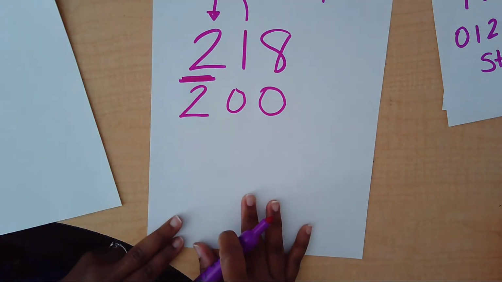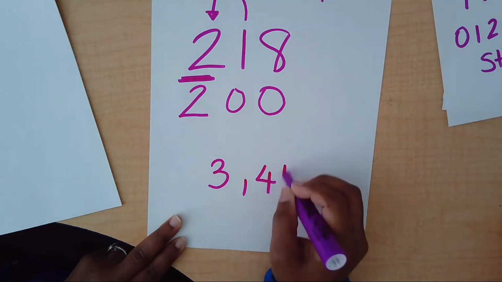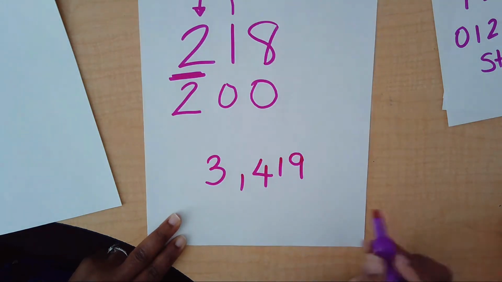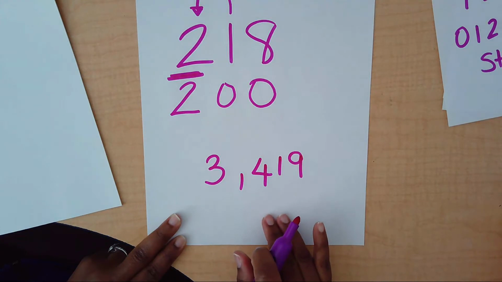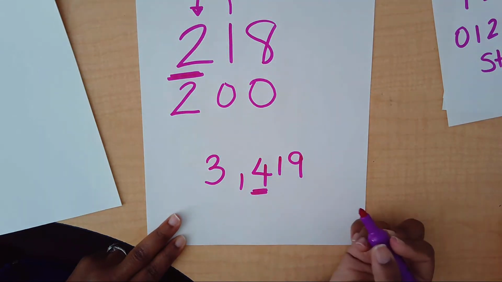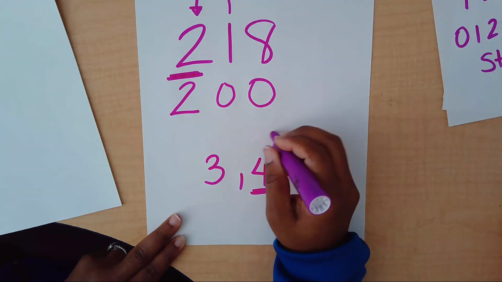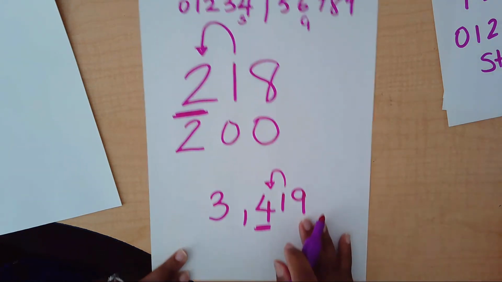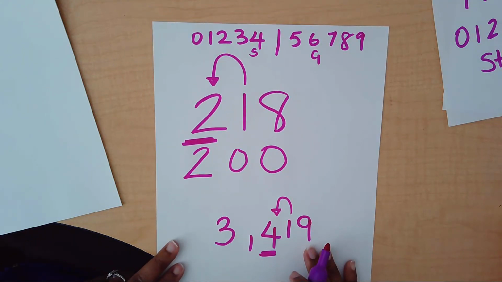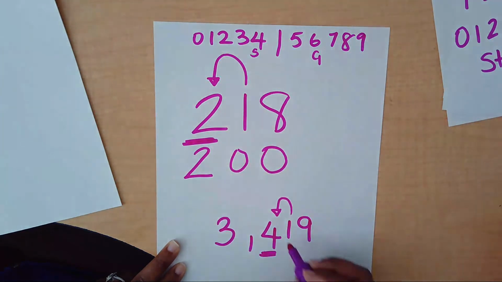What do I mean? Let me do a new number, 3,419. We are going to round this number to the nearest hundreds. We are going to underline the 4. Why the 4? Because 4 is in the hundreds place. 1 is going to tell 4 what to do. Well, according to this, where is 1? 1 is by stay. So 1 is going to tell 4 to stay.